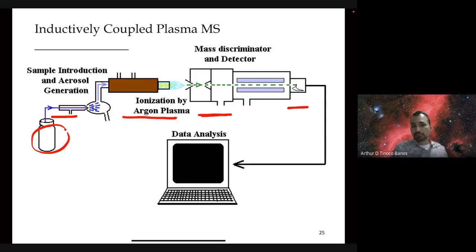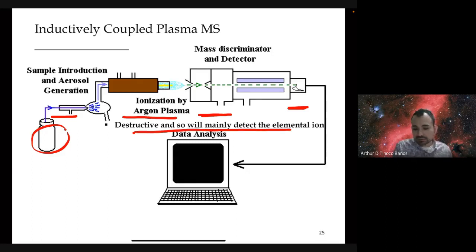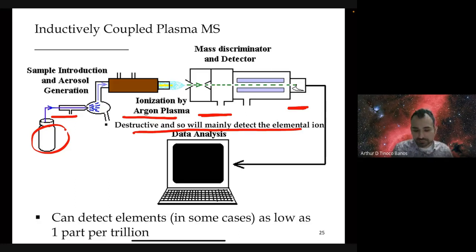Sometimes this can be pretty much straightforward if you're looking at simply an element. You can get the trace that corresponds to the presence of that element. The thing about a technique like this, we're talking about argon plasma, we're talking about basically destroying your sample, so it is a destructive method. In terms of how valuable it can be in terms of detection, you can detect elements in some cases as low as 1 part per trillion.